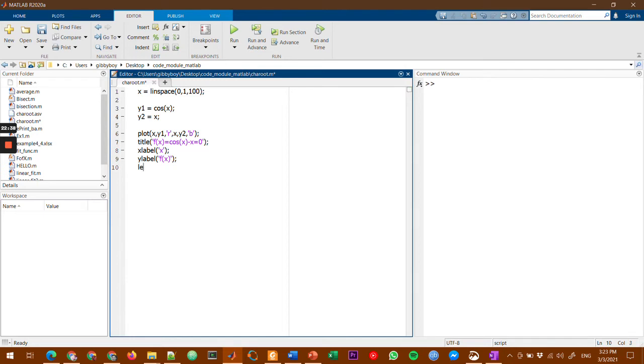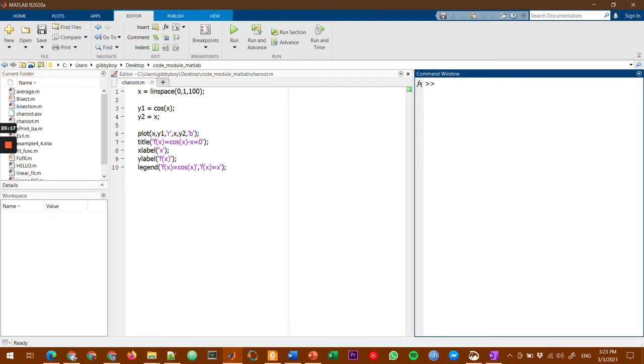And then we also put a legend. So it's automatic. The first title you put corresponds to the first plot and then the second legend will correspond to the second plot. So the first plot will be f of x equals cosine x, comma, f of x equals x. Okay. Then we'll run this one.